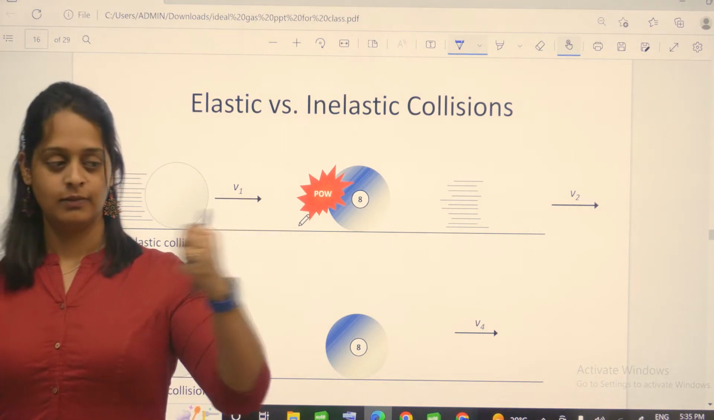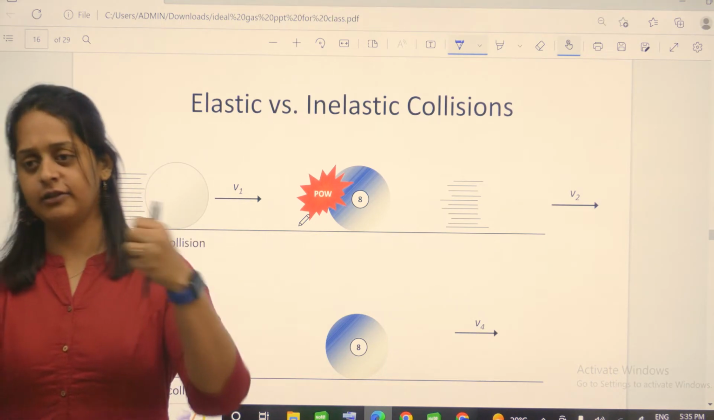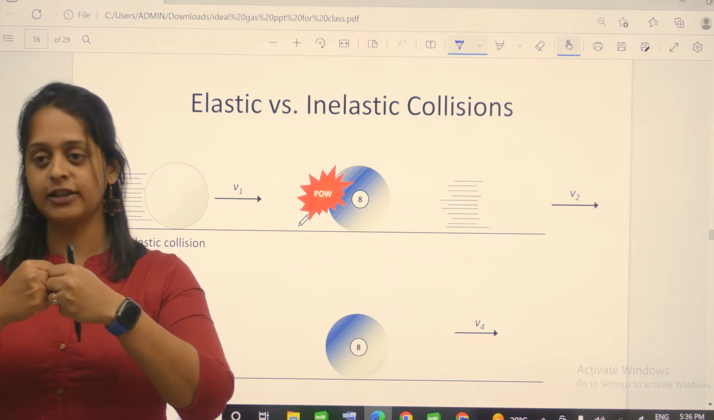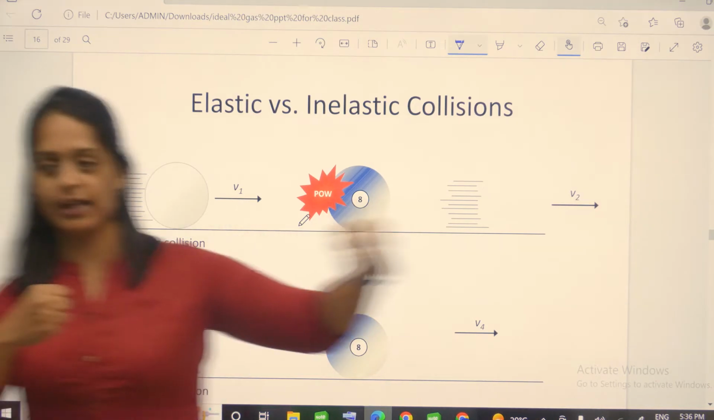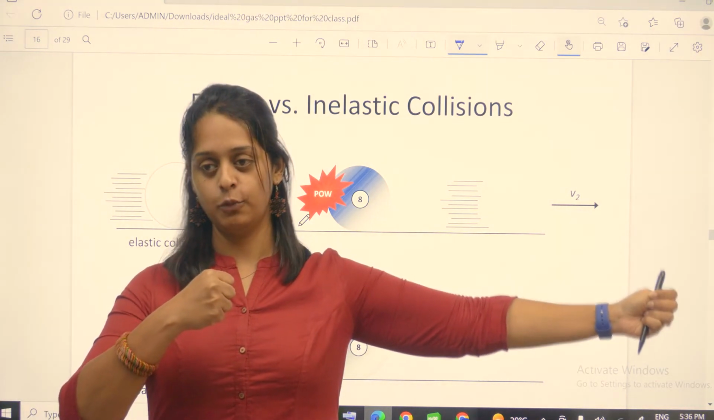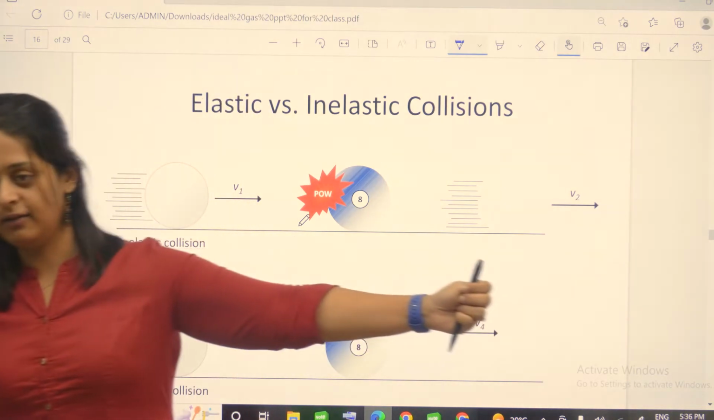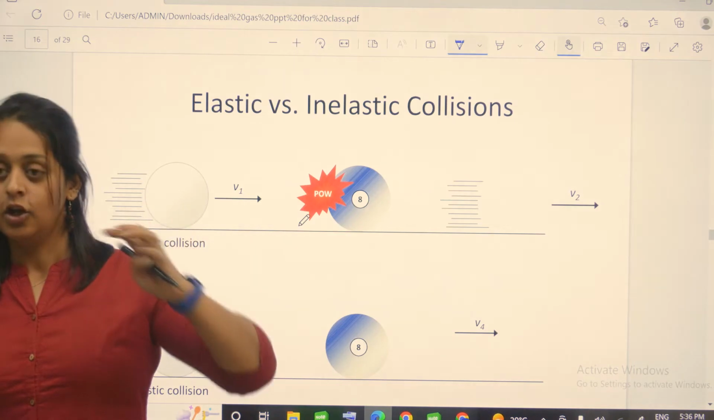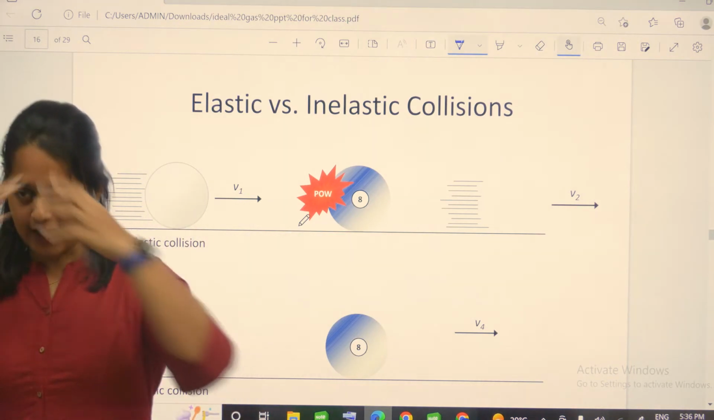Let's say two molecules are there, 1 and 2. They are colliding. Both have different velocities, V1 and V2. Colliding, boom. After that, what would happen? One will gain energy and move farther away. One will repel, equal and opposite reaction. That is what happens in this process.